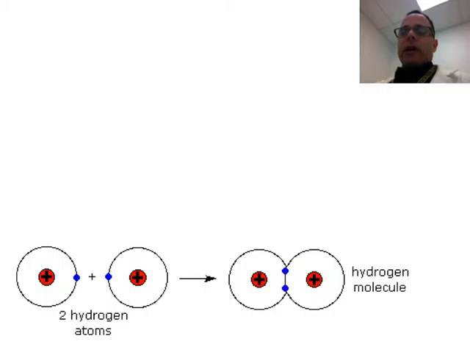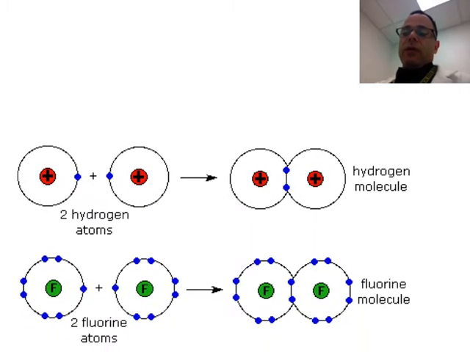Now let's take a look at a few other examples. Here we have one hydrogen atom with its 1 valence electron, this other hydrogen atom with its valence electron, and when they join together, you see that they are now sharing 2 electrons, and this is now considered a diatomic element.